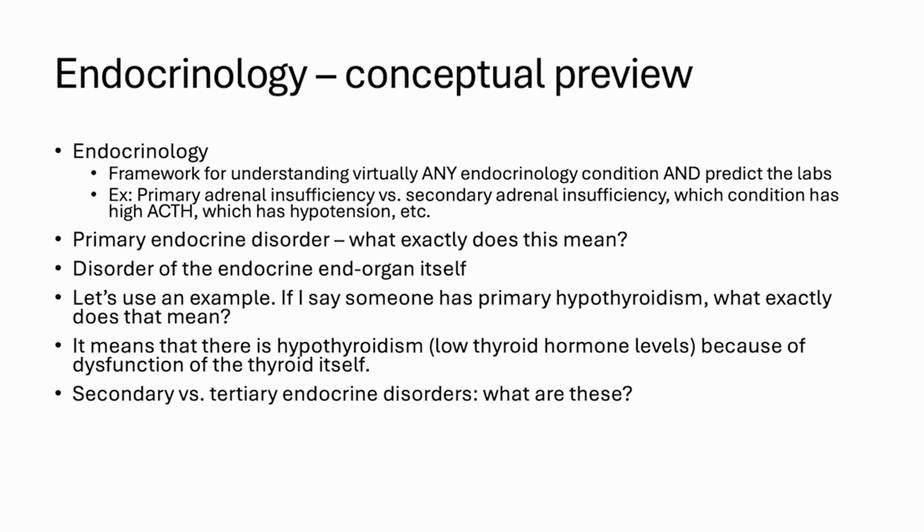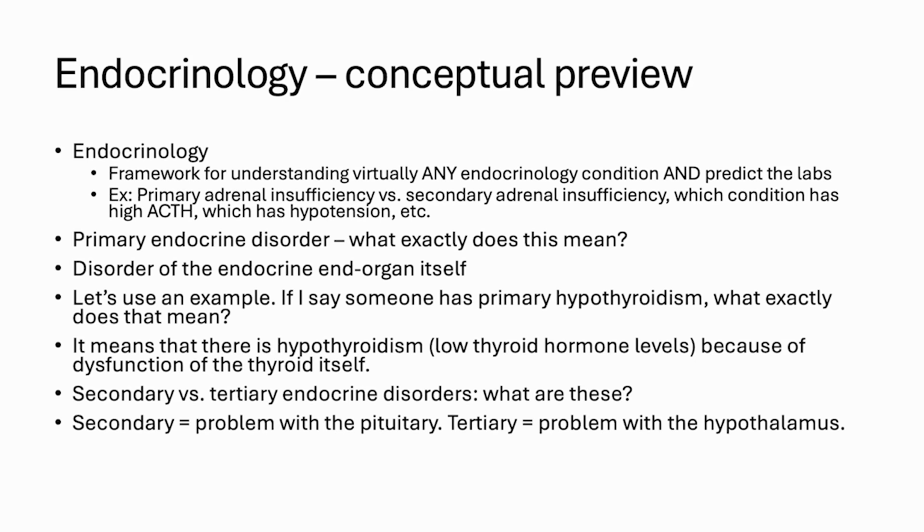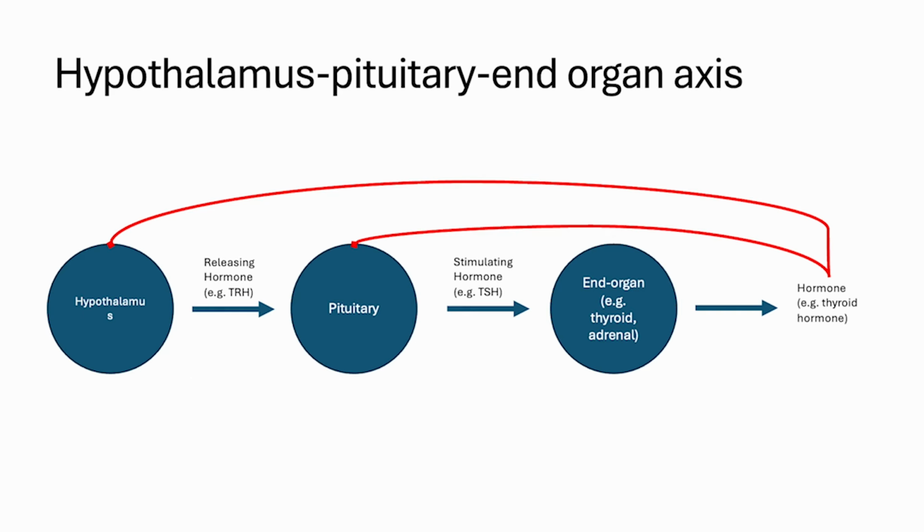As opposed to secondary and tertiary endocrine disorders, where secondary is one above the thyroid, right? So the pituitary is the thing that feeds into the thyroid gland. And so secondary hypothyroidism would be a problem with the pituitary. And then tertiary is one step removed from that, one step upstream of that, which means that there would be a problem of the hypothalamus. So for just general understanding of endocrine disorders, you've got primary disorders, which is of the end organ itself, like the thyroid or adrenals.